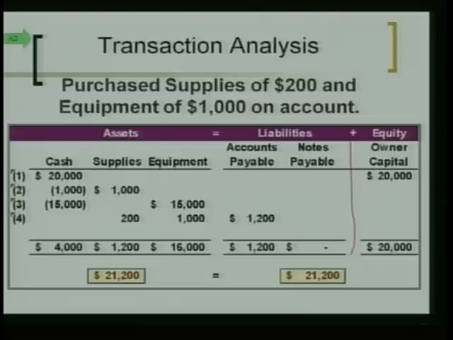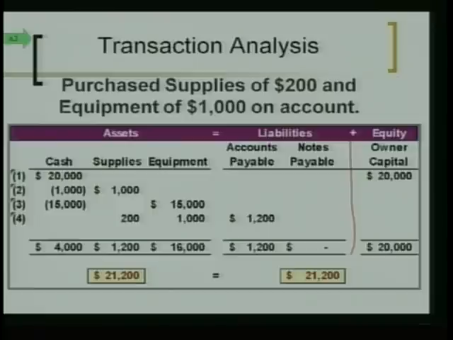I want to introduce a concept to you known as dual entry accounting. What that means is that every transaction has to affect at least two accounts. Otherwise, you can't stay in balance, right? So every one of these transactions, these first four that we've analyzed, at least two accounts were affected. Now in transaction number four, there were three accounts affected. That's fine.